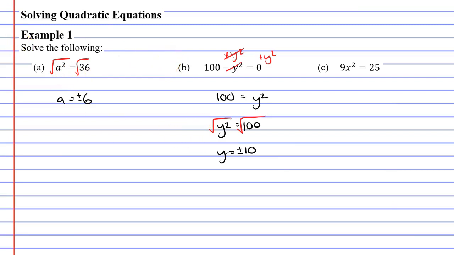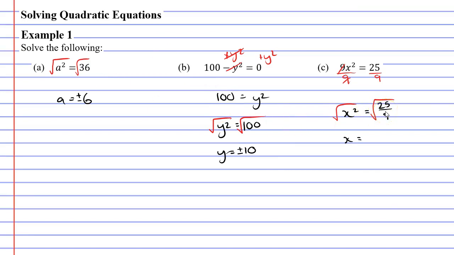Now moving on to question C, we really want x squared on its own. So the first thing I'm going to do is divide by 9 on both sides. It's going to cancel the 9, leaving me with x squared equals 25 over 9. Now I want to square root both sides, like so, because that will leave me with just x on its own. Now what do you get when you square root a fraction?